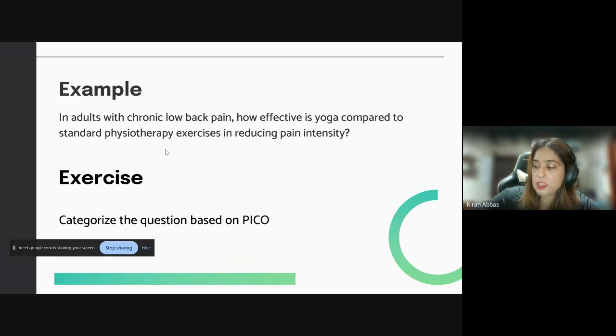And I will ask one person that Abdullah will highlight for me, and that person will have to come up with the PICO based on this question, right? Now, I'll give you 1 to 2 minutes for this. It's pretty easy. It's not something very difficult.